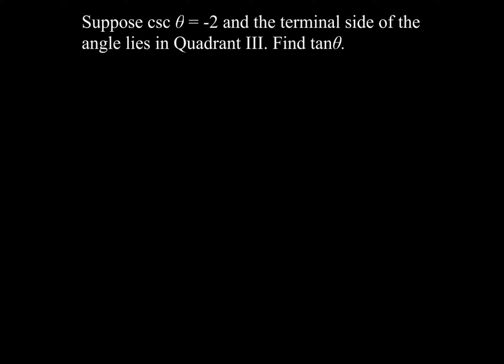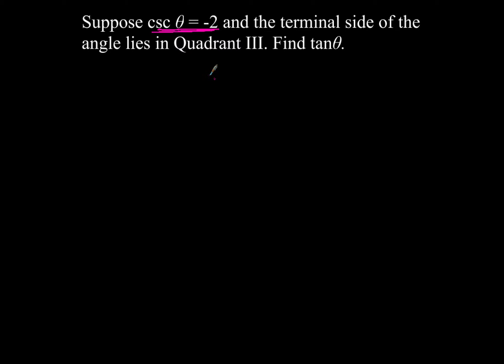So here we have this problem. Suppose cosecant of theta equals -2 and the terminal side of the angle lies in quadrant 3. Find tangent of theta. So I'm going to first take a look at this piece of information. Cosecant of theta equals -2.